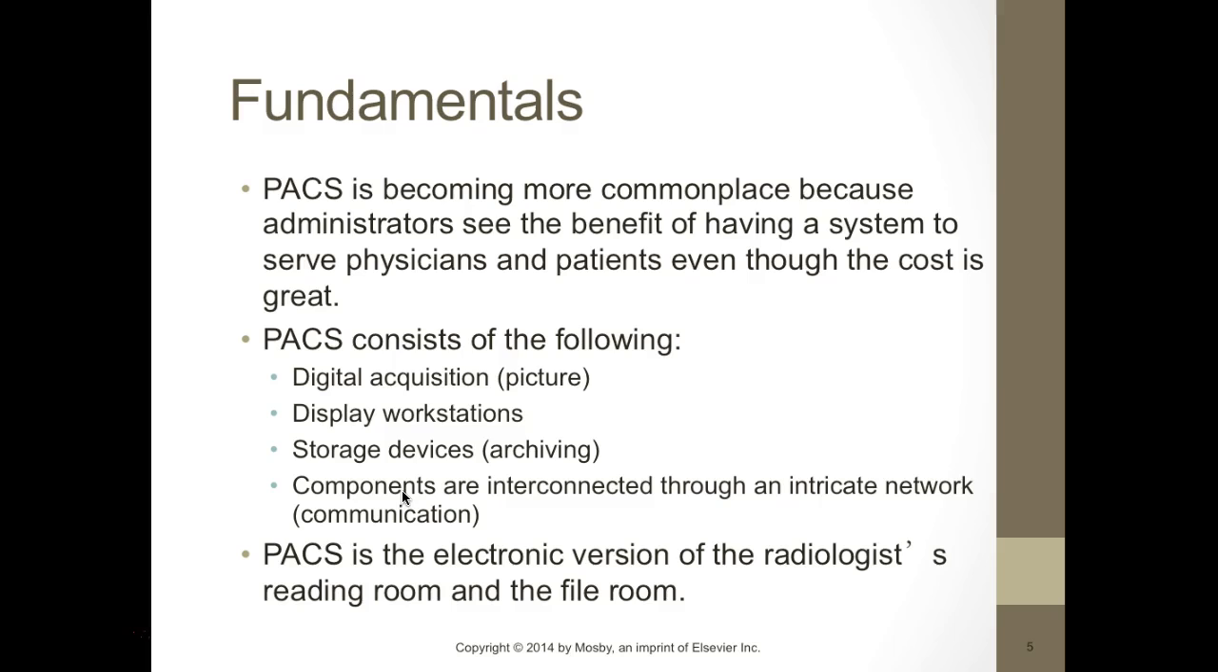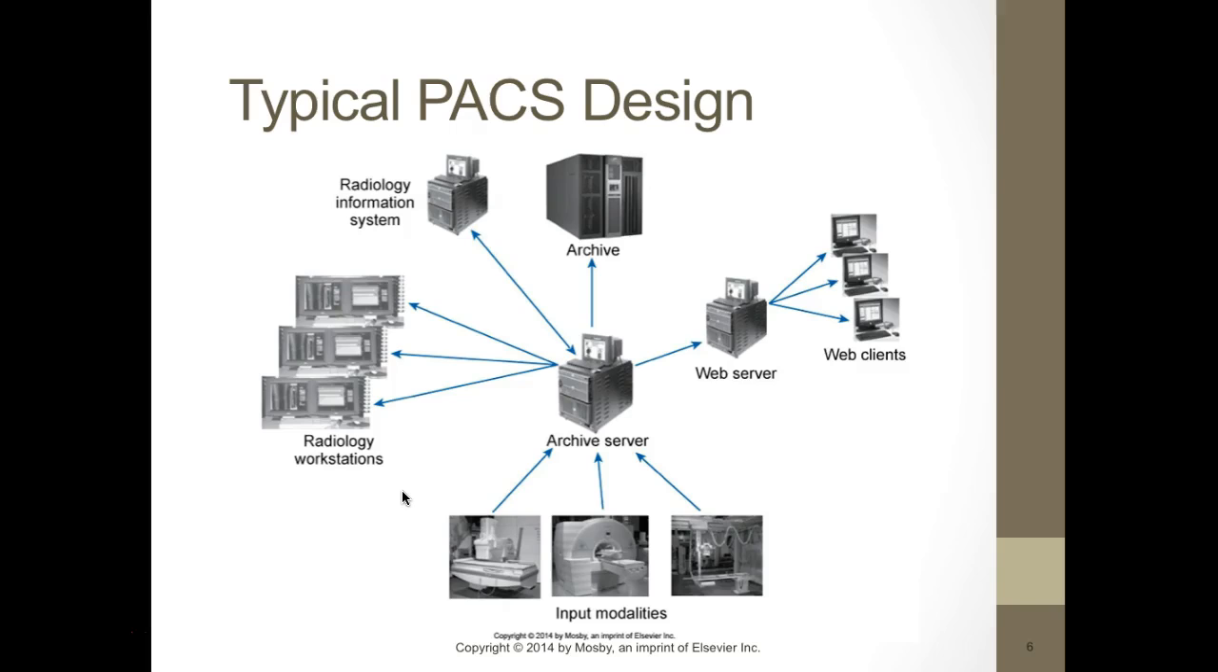There's a digital or display workstation. There's storage devices where we archive all the images. The components are interconnected through an intricate network. So there's a whole network that's involved, and we're going to take a look at those networks. So PACS is the electronic version of a film library. So it's how the radiologist is able to view and dictate the images.